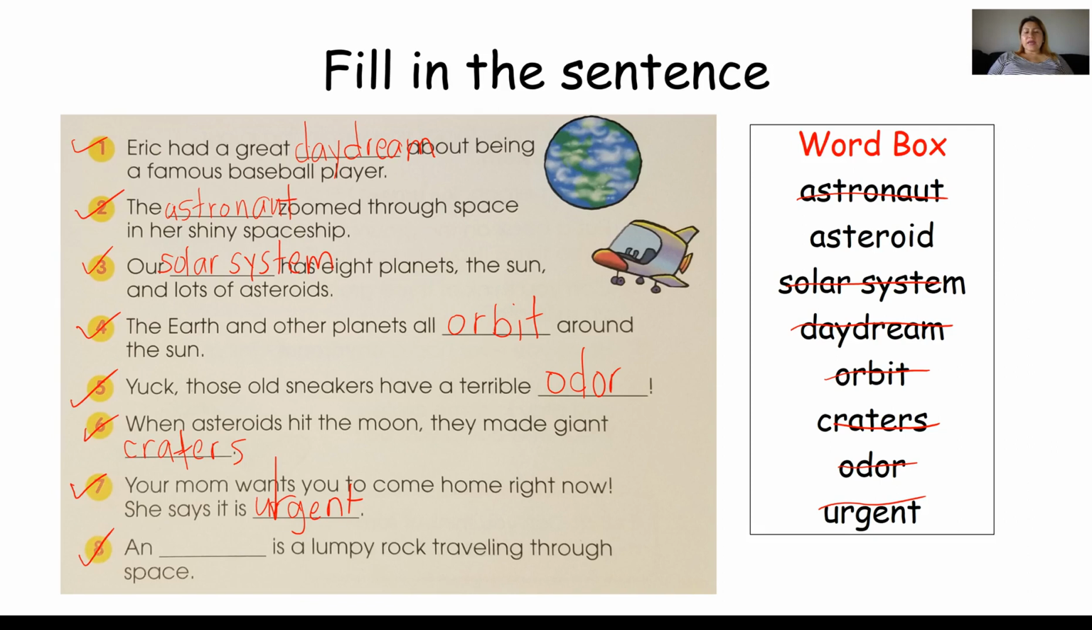In blank is a lumpy rock traveling through space. What was that, boys and girls, that travels through space? Rocks. A lumpy rock that travels through space. We also said that they were as big as houses. That's right. It's an asteroid. A-S-T-E-R-O-I-D. An asteroid. All right, boys and girls, kiss your brain.